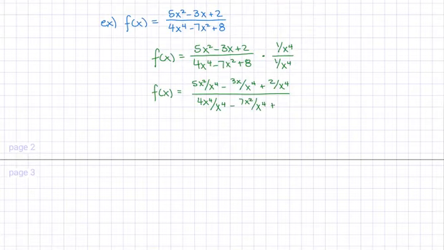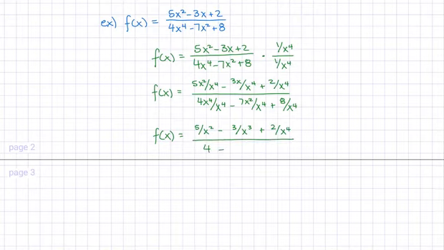Thank goodness we're not going to have to do this every single time, huh? And then we can simplify each one of those fractions. So it'll simplify to 5 over x squared minus 3 over x cubed plus 2 over x to the fourth, over 4 minus 7 over x squared plus 8 over x to the fourth.